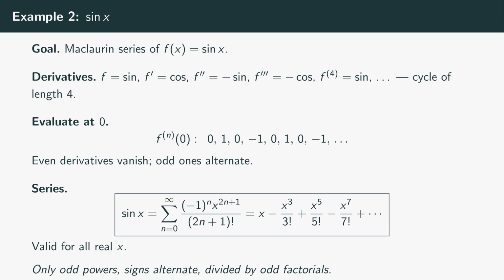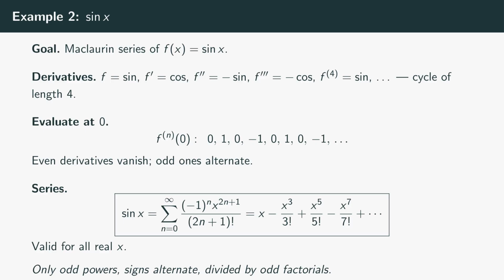Second example, Maclaurin series of sine x. Differentiate, f of x equals sine x, f prime of x equals cosine x, f double prime of x equals minus sine x, f triple prime of x equals minus cosine x. The fourth derivative of f of x equals sine x. We're back where we started. The derivatives cycle with period 4, sine, cosine, minus sine, minus cosine, and so on. Evaluate at 0. Sine of 0 equals 0, cosine of 0 equals 1, minus sine of 0 equals 0, minus cosine of 0 equals minus 1. Cycle 0, 1, 0, minus 1, and so on.